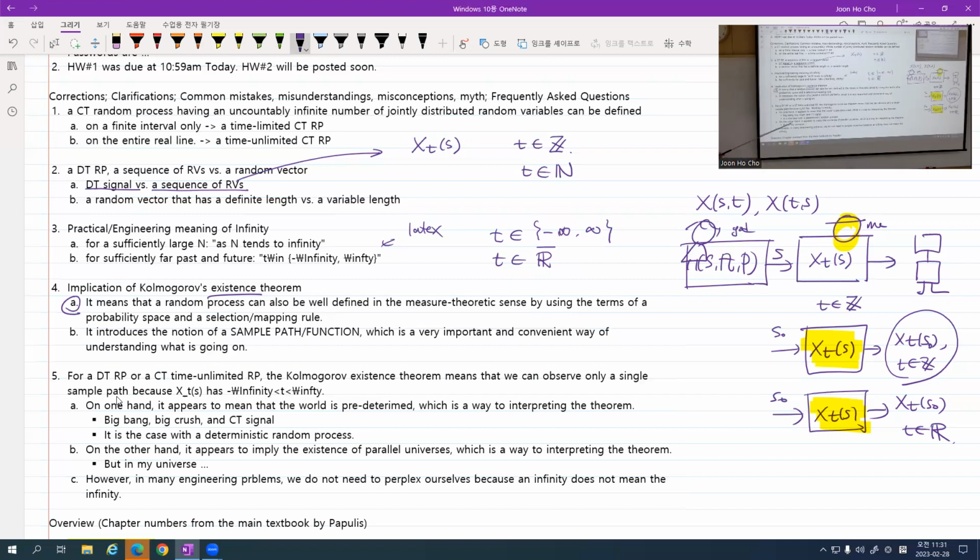And another notation is like this. When you are a high school student preparing for the college entrance, probably you've read a lot of popular science books, and some of the books may have interpreted quantum mechanics or quantum principles as the existence of parallel universes, something like that. You may interpret this Kolmogorov's extension theorem as that.